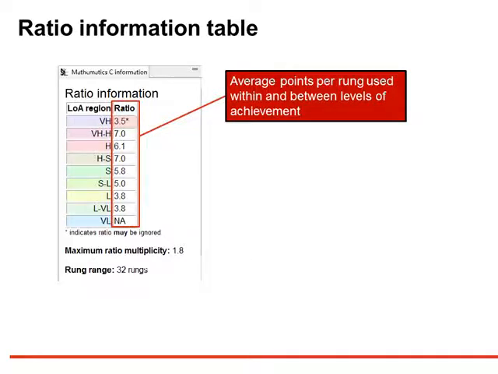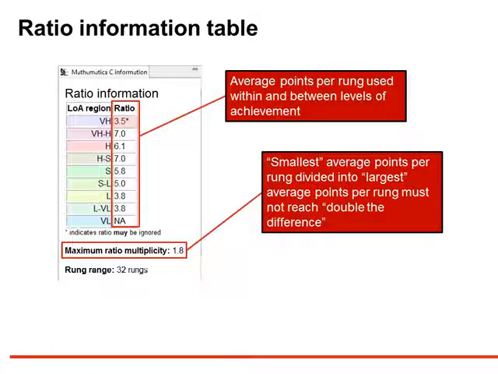Underneath the ratio information table you will see the maximum ratio multiplicity, which is calculated by dividing the smallest number of average points per rung into the largest number of average points per rung. This makes it easy to check whether double the difference has been created anywhere in the distribution.